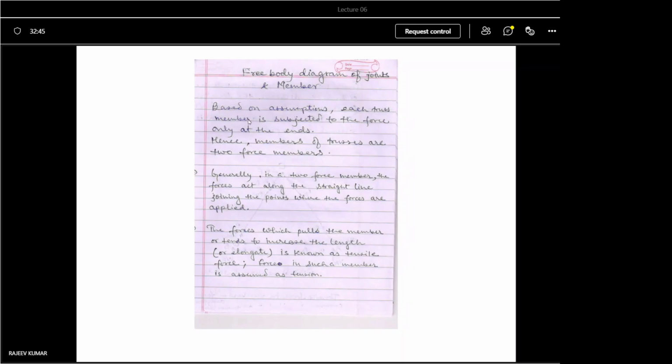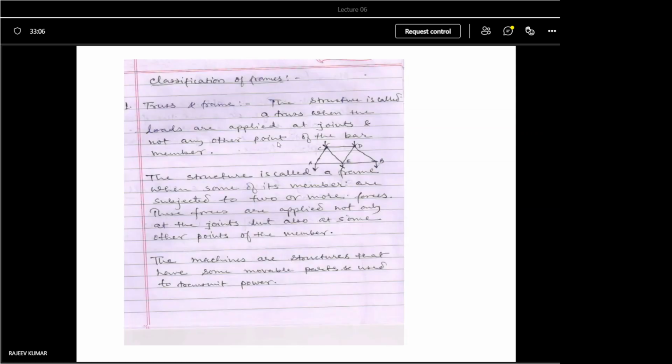Based on the assumptions, each truss member is subjected to forces only at the ends. Hence, members of trusses are two force members. Why is it called a two force member? It is subjected to forces only at the joints, and you have seen that it is inclined. So it is a plane system, XY coordinates will be there, so horizontal force and vertical force will act. That's why it is a two force member.